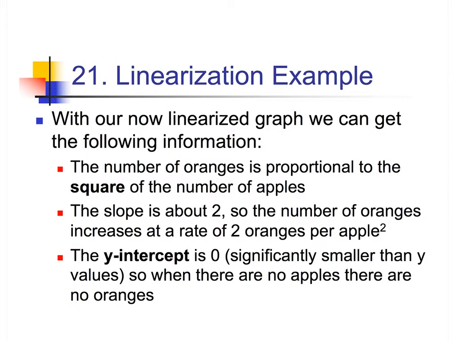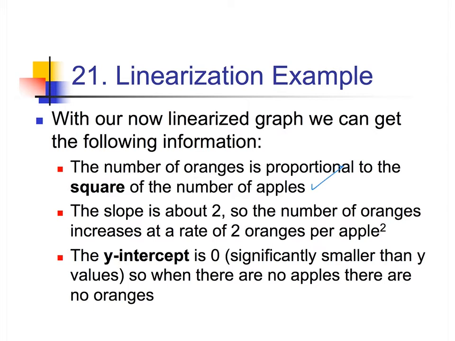Well, we can get a few really important pieces of information. The first is we've just verified that the number of oranges is proportional to the square of the number of apples. The fact that putting apples squared on the x-axis leads to a linear graph means that we've proven the relationship between apples and oranges. We've proven that apples squared is proportional to the number of oranges. So that's the first really important piece of information. We now know what the mathematical relationship is between the two variables.